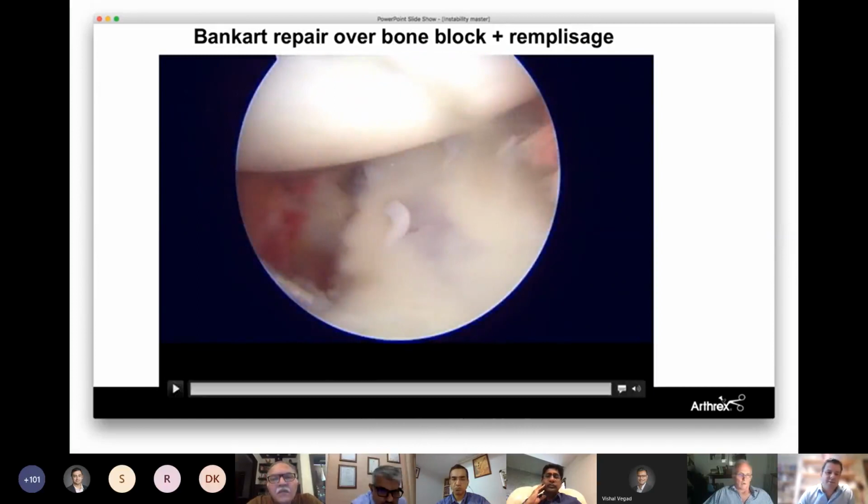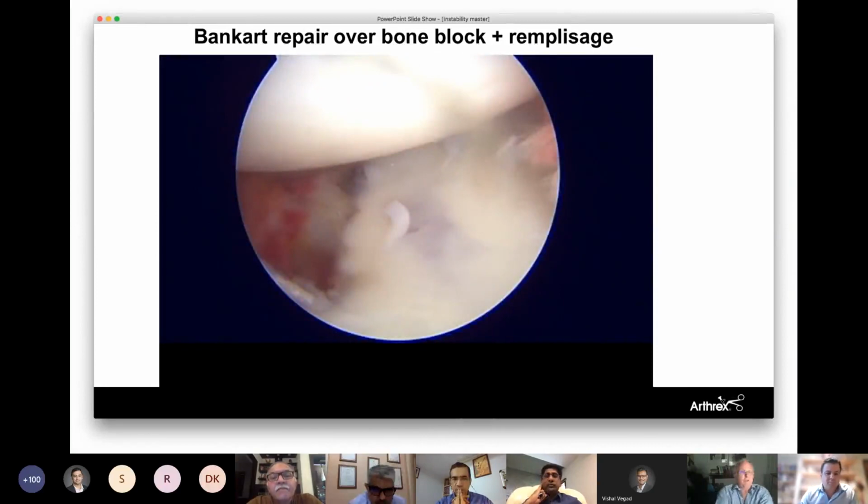Oh, you make it look very, very simple there, Martin. Beautiful repair. If you knew you were going to do your remplissage, would you have put your anchors in before you tied anteriorly, or you're not too worried about that? Not too worried. You can do it right at the end. I'm not worried, no. Okay.